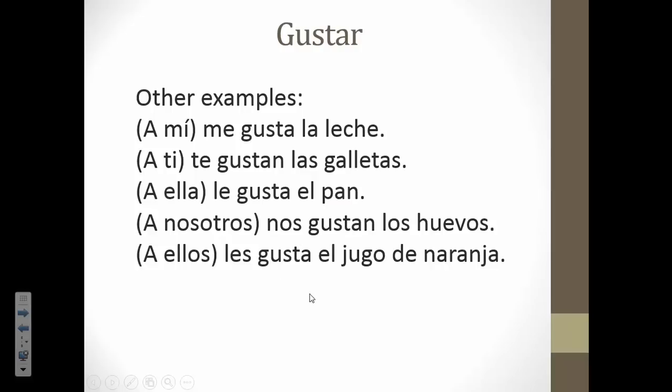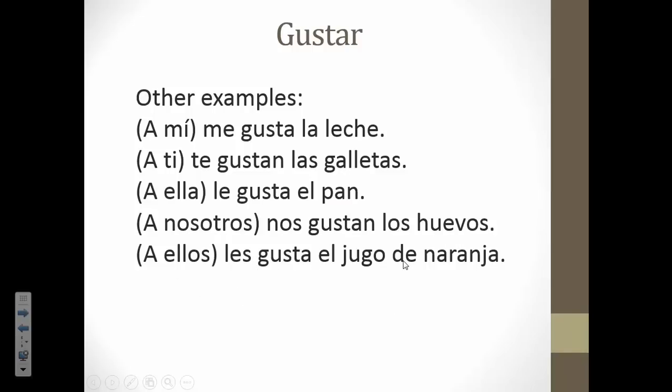A ella le gusta el pan. She likes bread. Bread is singular, therefore we use gusta. And pan is not only singular, but it's masculine, so el pan. A nosotros nos gustan los huevos. We like eggs. Gustan because huevos is plural, and los because huevos is not only plural, but masculine.